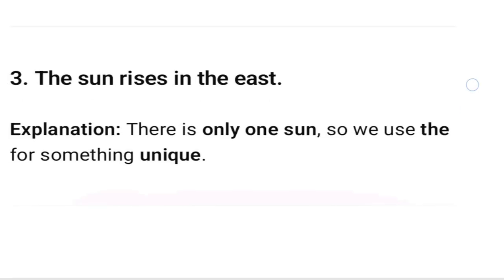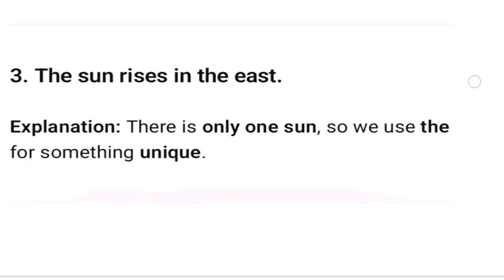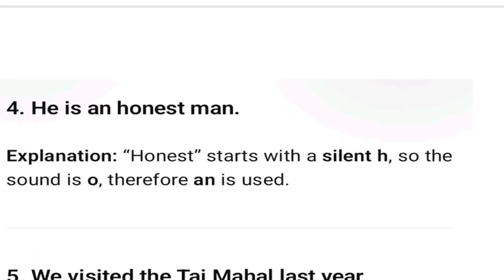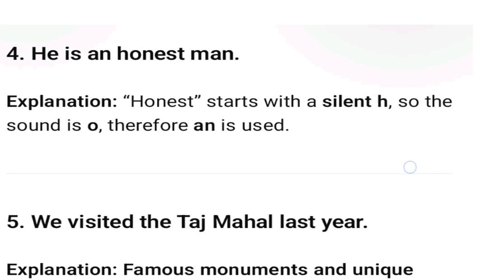If there's anything unique and one of its kind, we use article the with that particular noun. So the noun over here is sun. So the article the has been used because it's specific.